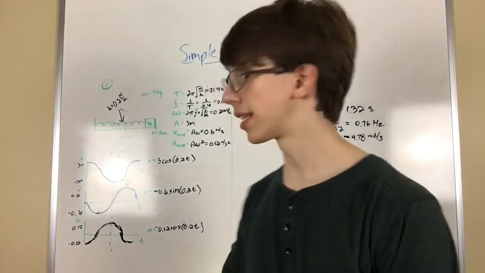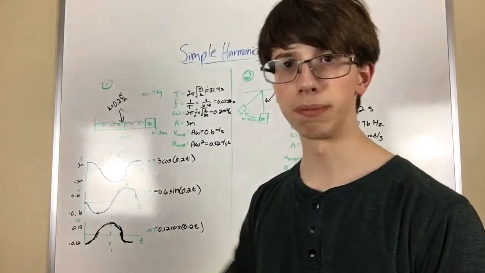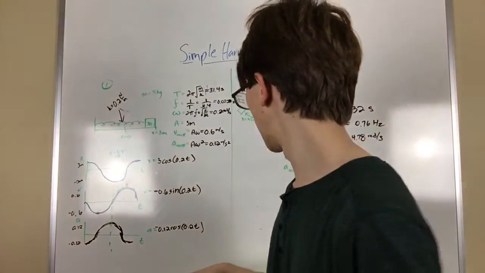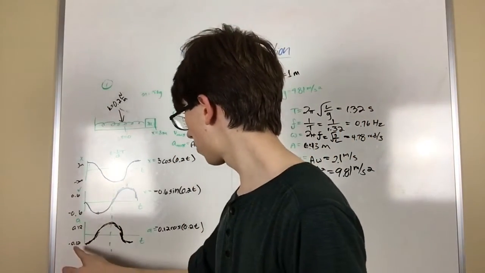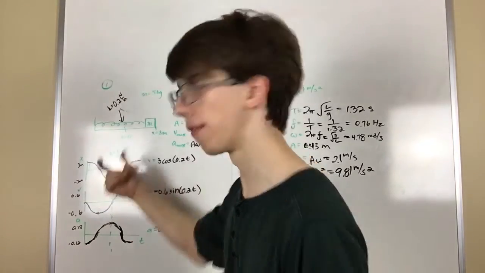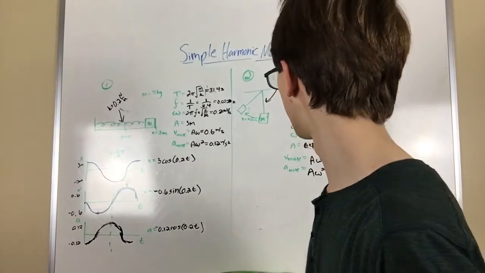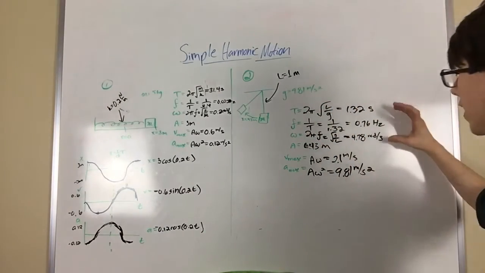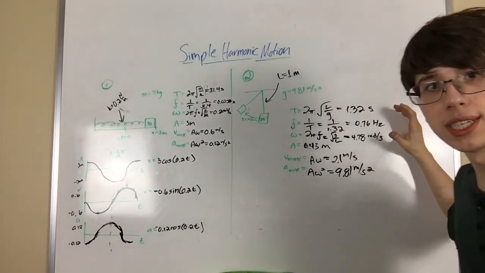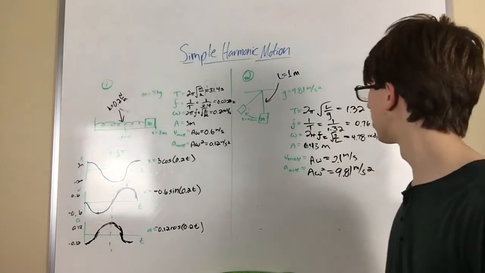because it's accelerating towards the equilibrium position but to the right. And so this is just a negative cosine wave. How can we tell? Because it's just this flipped over. And so this is just negative 0.12 cosine of 0.2t. And then we have the same thing here. And the only difference is that the period is the square root of L over g.